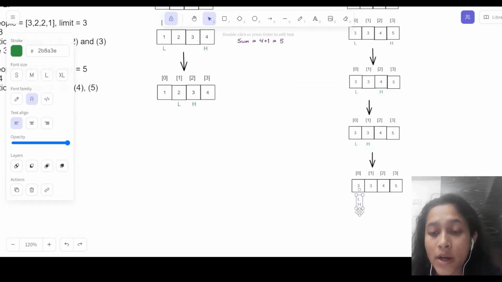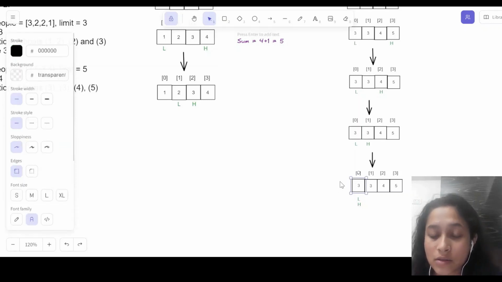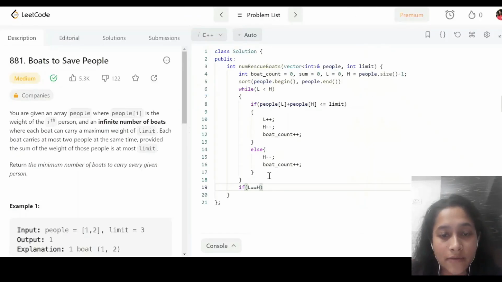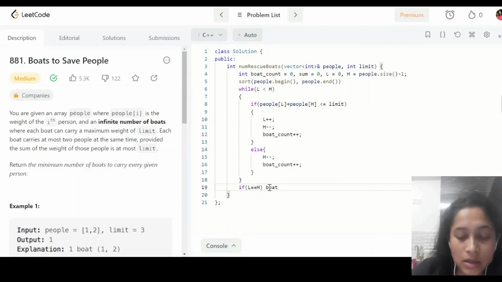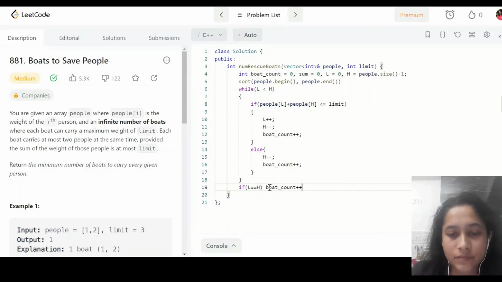Now both the pointers are pointing at the same weight. When the pointers are pointing at the same weight, that means there is no other weight left to pair with it. So this person will go alone in a boat. Therefore, if L is equal to H, we will increase our boat count. And now return boat_count.